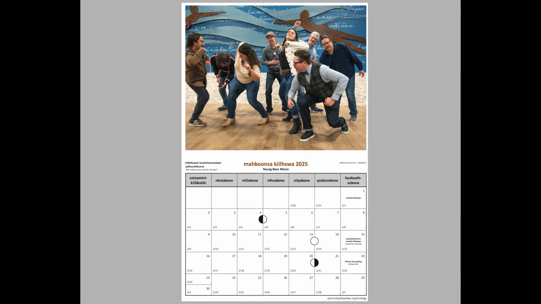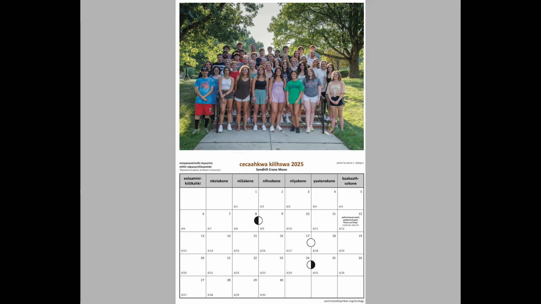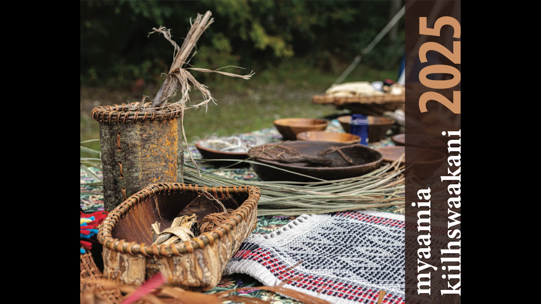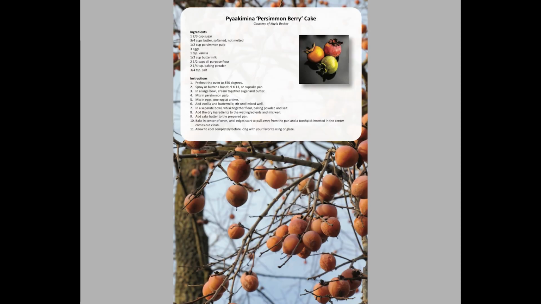Each month in the calendar will have either 29 or 30 days. This will alternate, so the number of days in any given month may change each year. Generally speaking, Myaamia Kiilhswaakani will have 12 months with a special center spread. In previous calendars, this spread has featured a collage of community pictures, recipes, and art.